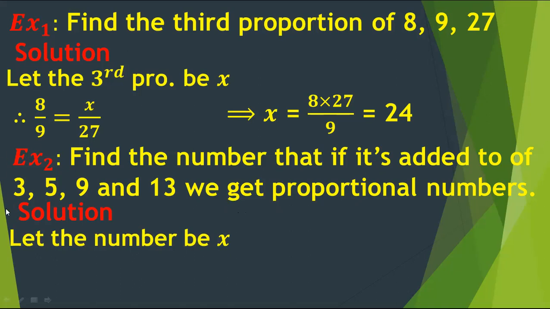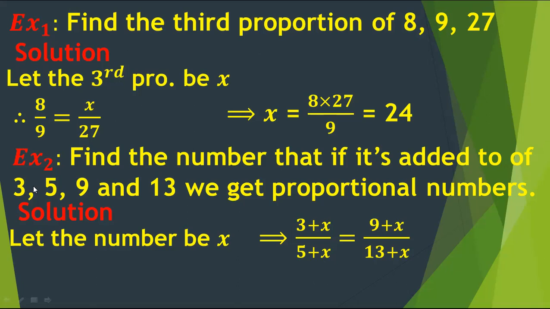Then the first number will be 3 plus x, and the second will be 5 plus x, and the third 9 plus x, 13 plus x. Again, here we have 3, 5, 9, 13. If I say 3 over 5, it doesn't equal 9 over 13, because 3, 5, 9, 13 are not in proportion. But if we add a number to these numbers, they are in proportion.